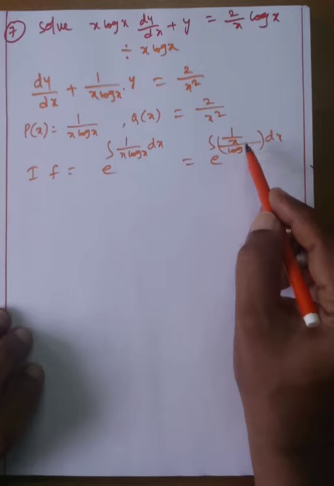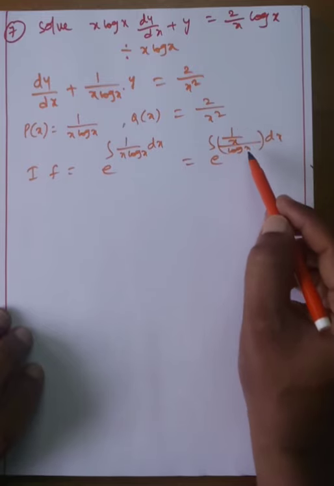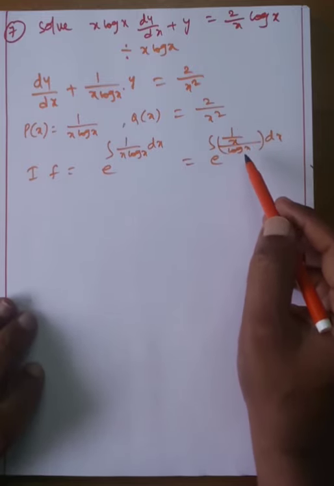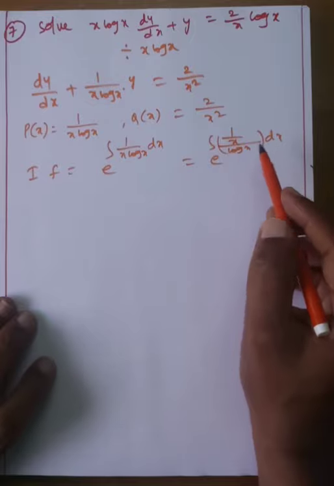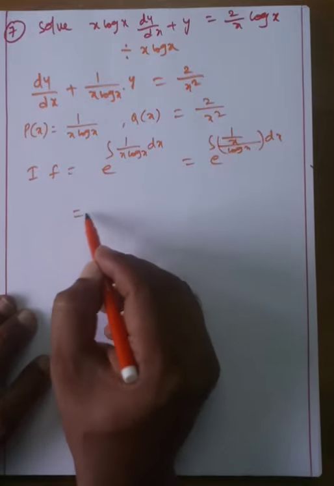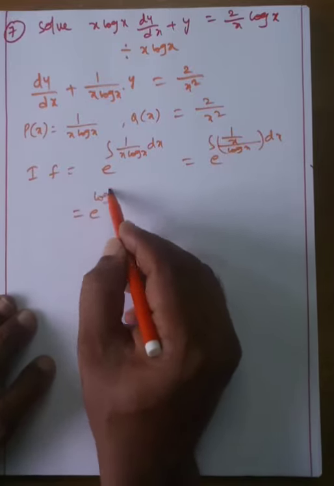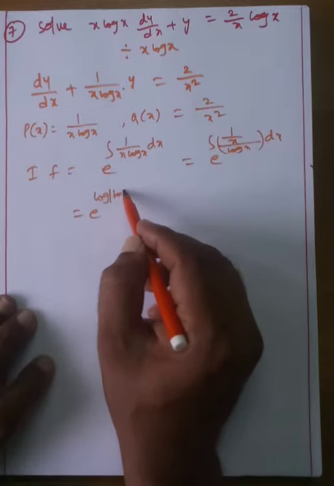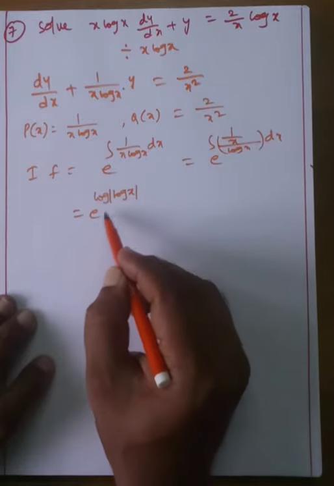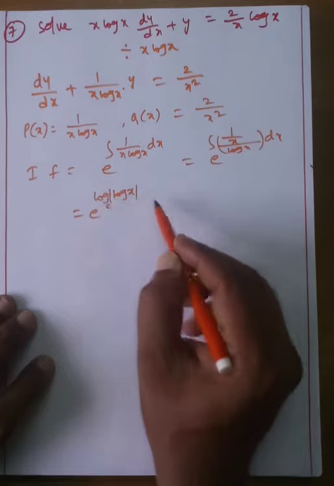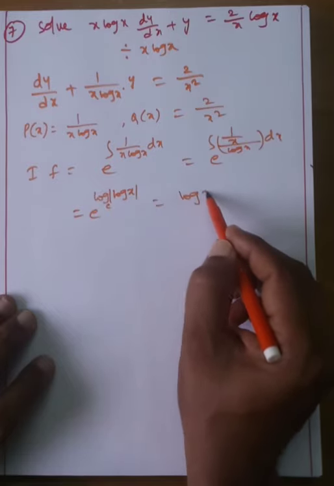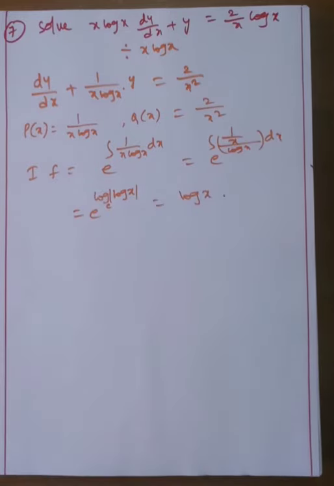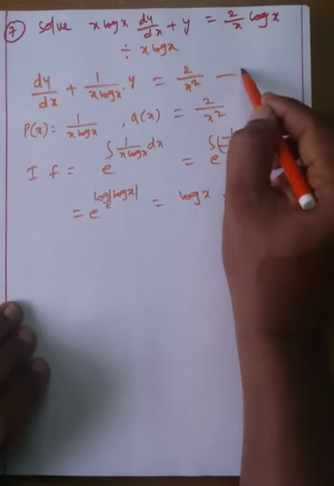Here the derivative of log x is 1 by x. f dash of x by f of x means log mod f of x. That is equal to e power log mod f of x means log x. Here the base e cancels. What is the answer? Log x. The integrating factor is log x. Okay, my dear students.